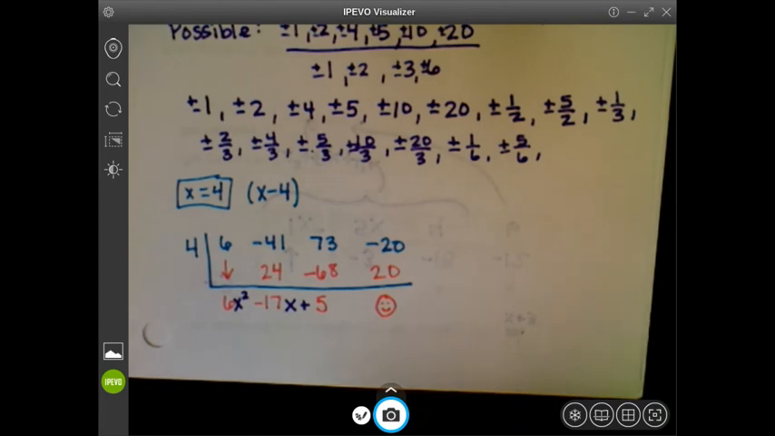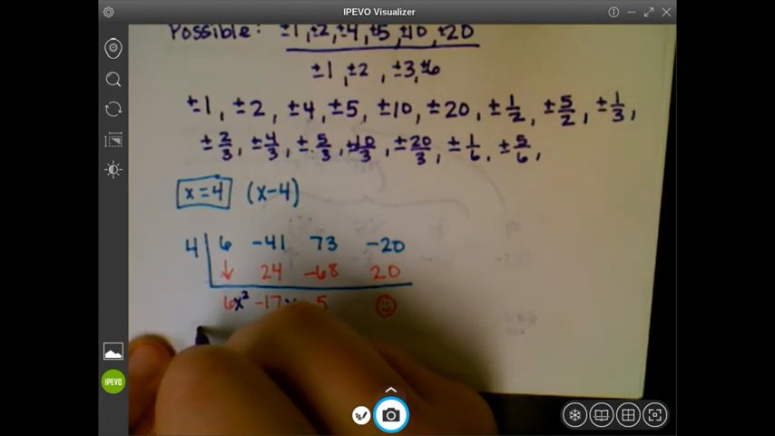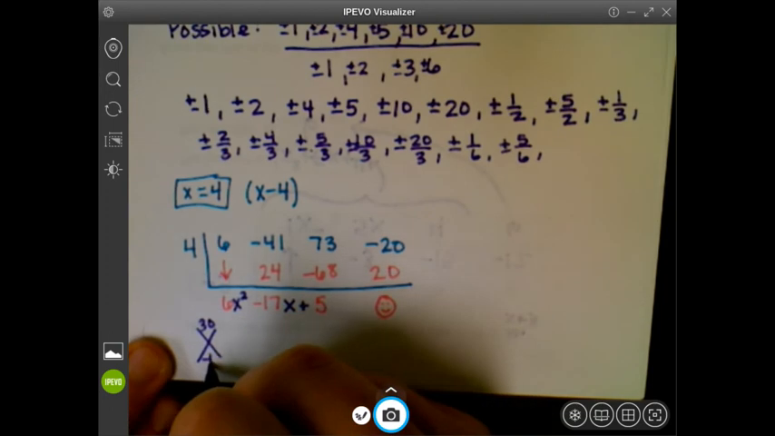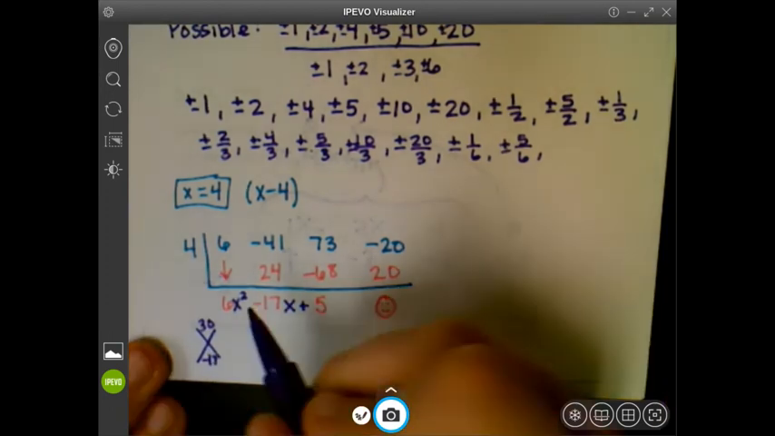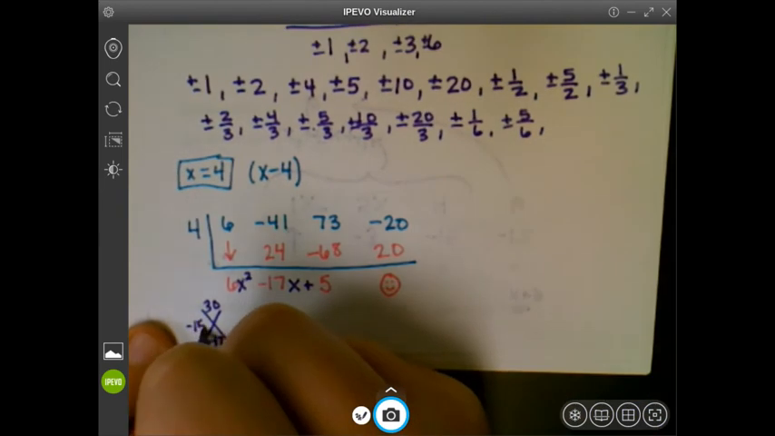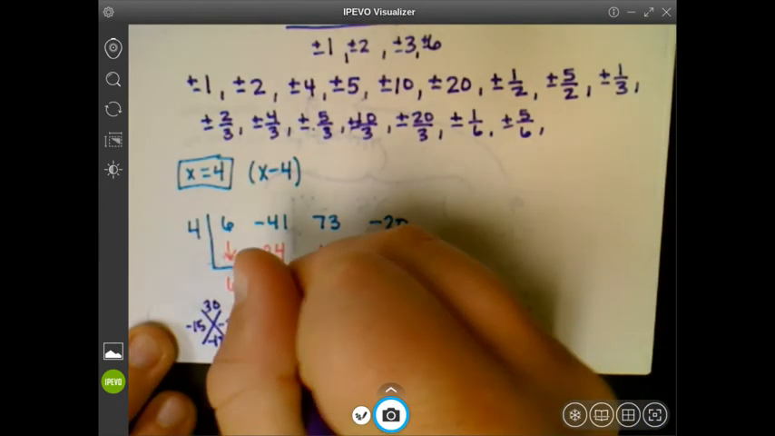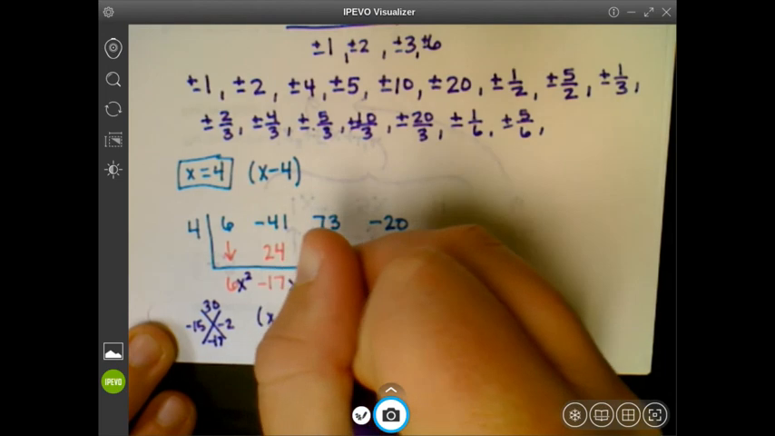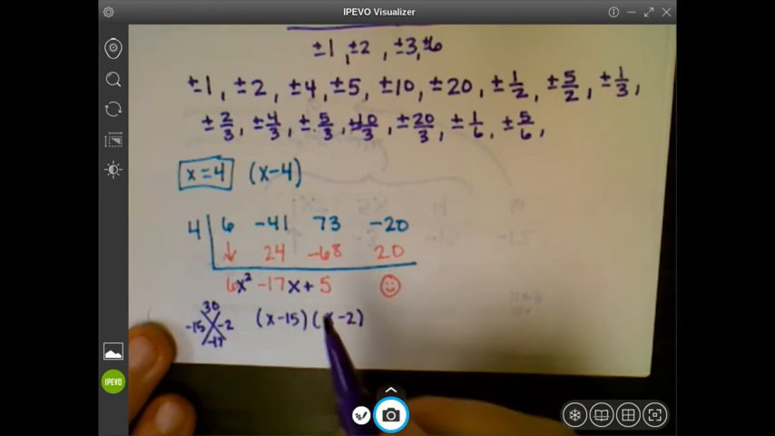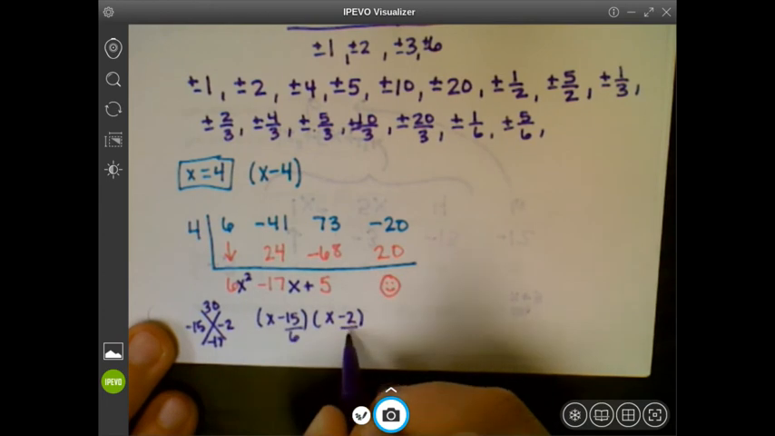This one actually does factor, so I'm going to factor it. So two numbers that multiply to be 30 and add up to be negative 17. Remember, when you have a number in the front, you include it in. That's negative 15 and negative 2. So it'd be x minus 15 and x minus 2. But because you multiply by the 6 at the beginning, you have to go back and divide them both by 6.